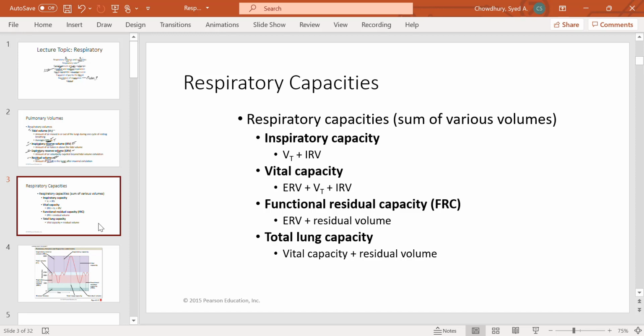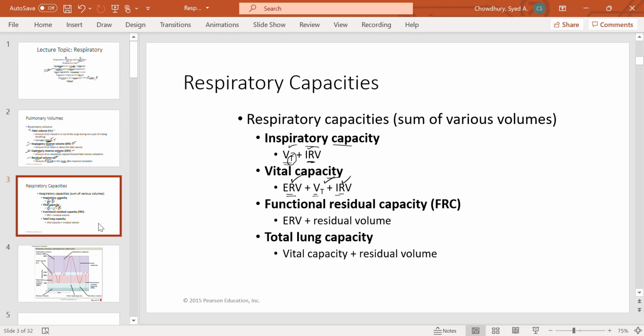Now, as I told you, there are four capacities, and we get them by adding two or more volumes. So inspiratory capacity is the volume that we get by adding tidal volume and inspiratory reserve volume. So these two, tidal and inspiratory reserve. Vital capacity we get by adding these three: expiratory reserve volume, tidal volume, and inspiratory reserve volume. So two reserve volumes and the tidal volume.